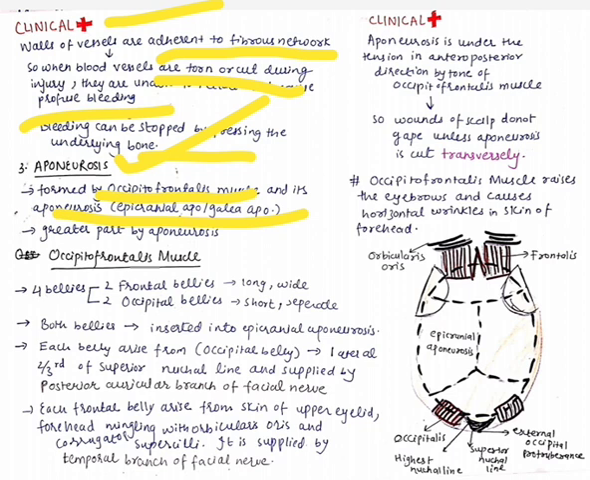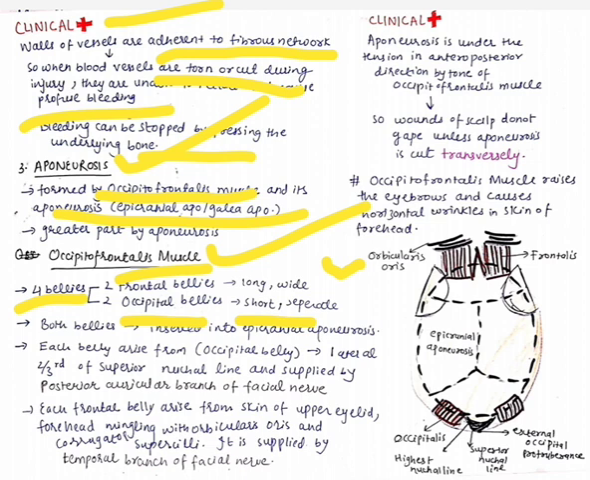Now when we talk of the occipitofrontalis muscle, there are 4 bellies. The 2 bellies are frontal and 2 bellies are occipital. The frontal are long and wide, the occipital is short and separate. Both the bellies are inserted into the epicranial aponeurosis. Let's see how the occipital and frontal bellies originate.